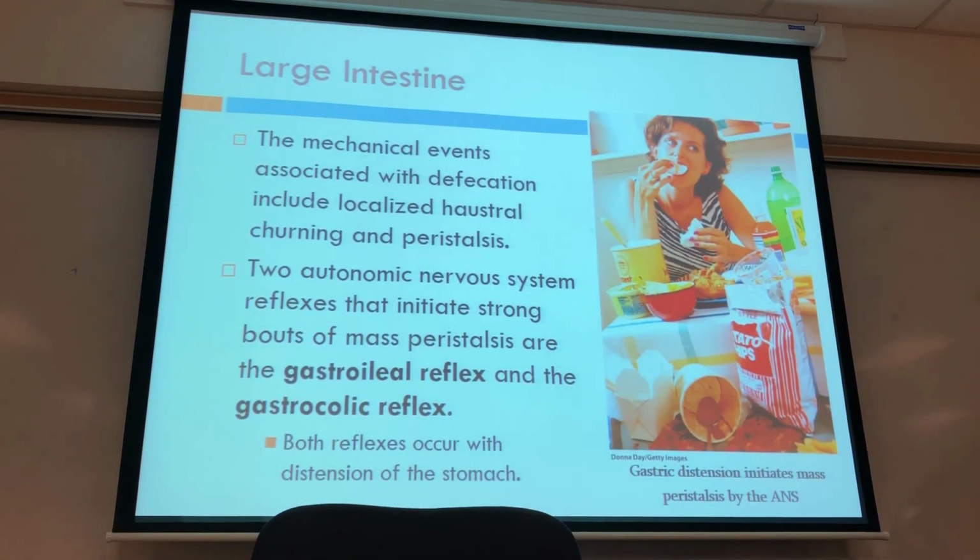The last couple of things I want to talk about are the reflexes that help govern the motions of the large intestine. Now that we know how the large intestine creates haustral contractions, let's talk about what triggers them. The things we talked about earlier also play a major role. The two autonomic reflexes are the gastroileal reflex as well as the gastrocolic reflex. The biggest bulk of what creates these haustral contractions is gastric filling.